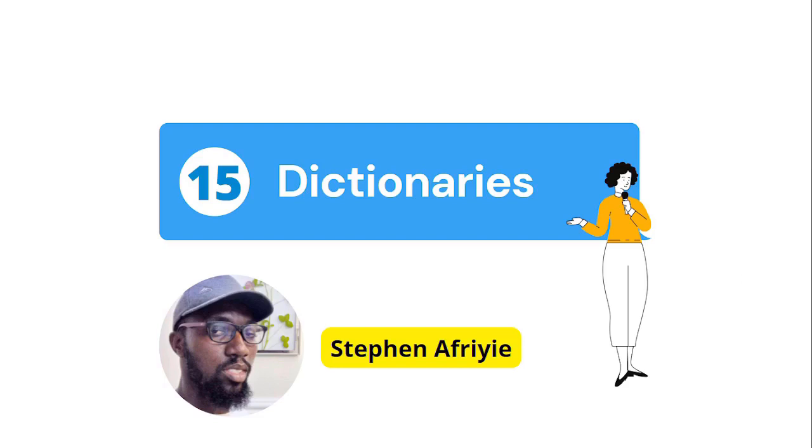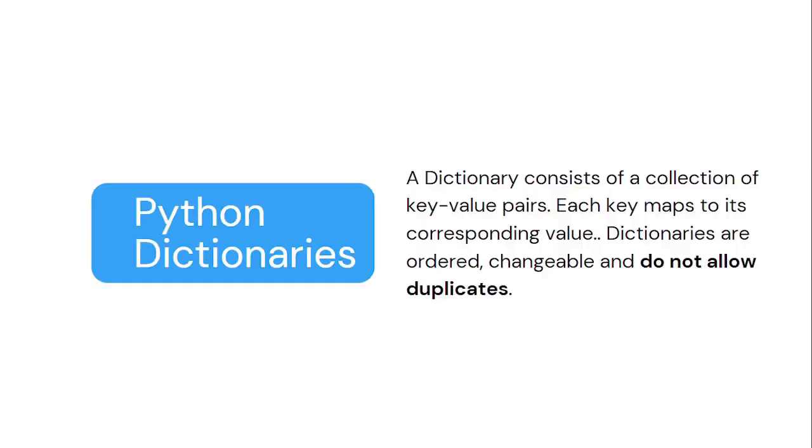In the last video, we looked at tuples. In this video, we are taking a look at dictionaries. A dictionary in Python consists of a collection of key value pairs. Now, each key maps to its corresponding value. Dictionaries are ordered, they are changeable, but they do not allow duplicates.